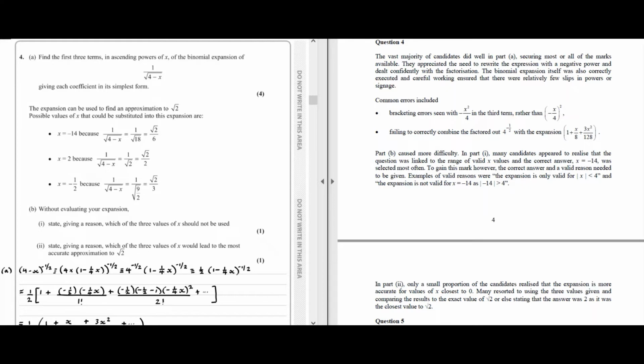Examples of valid reasons were the expansion is only valid for the mod of x being less than 4, and the expansion is not valid for x equals minus 14, as the mod of minus 14 is greater than 4.